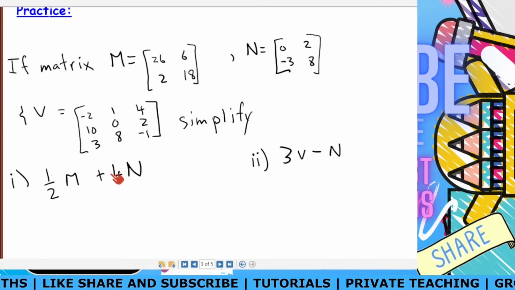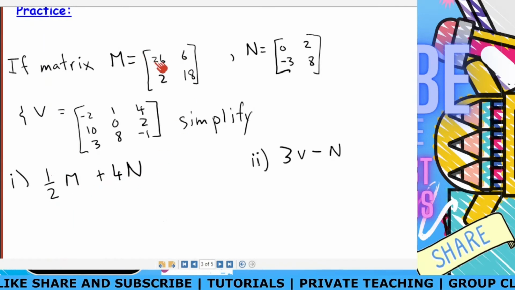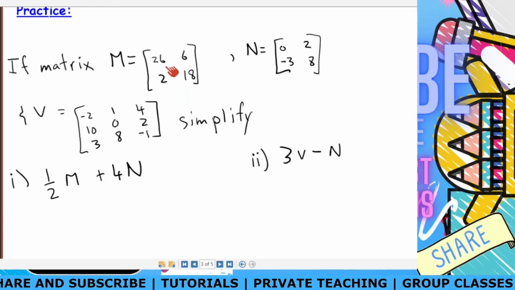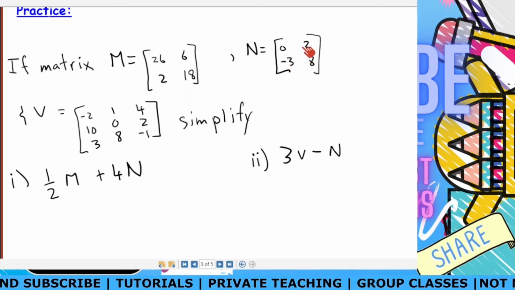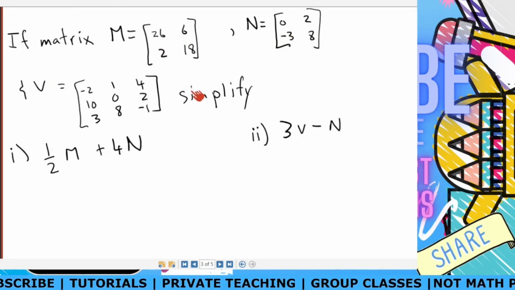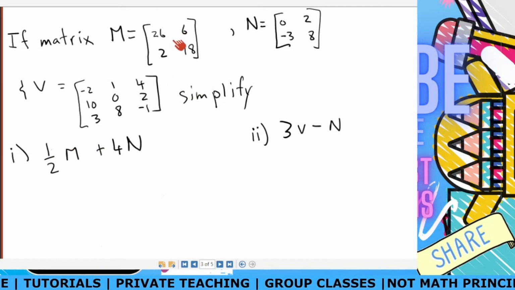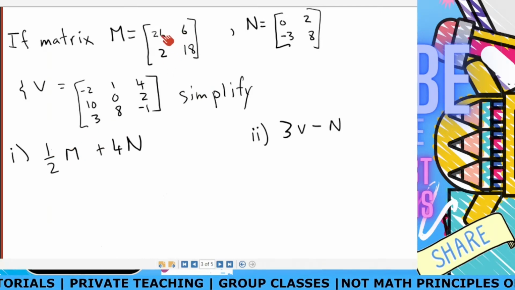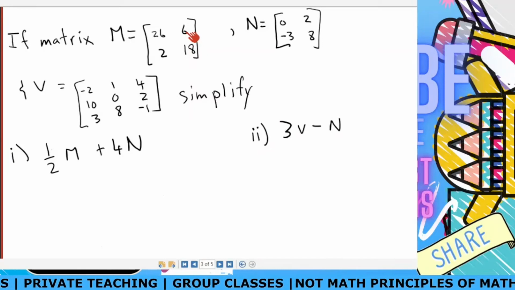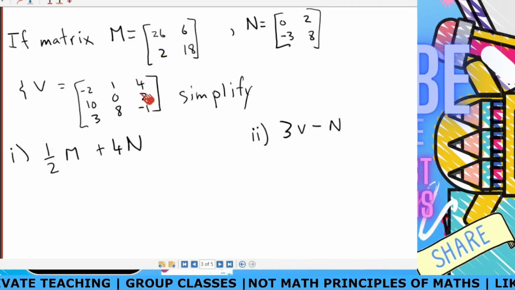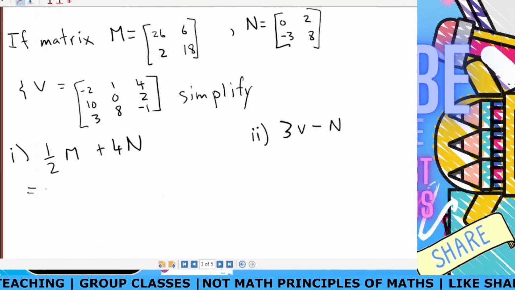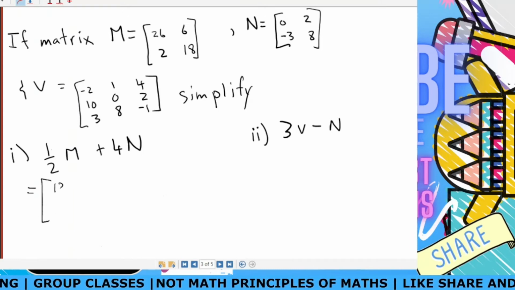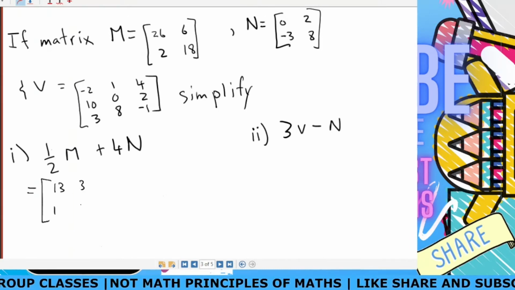So the first one says a half M plus 4N. M is this, so a half M simply means a half times everything here. 4N simply means 4 times everything right there. So a half M, a half times 26, what does that give to me? 13. A half times 6, 3. A half times 2, 1. And a half times 18, that is 9. So 13, 3, 1, 9.